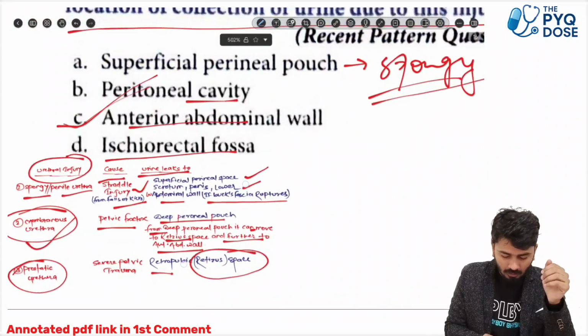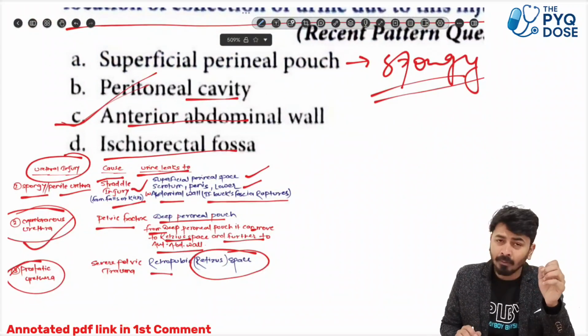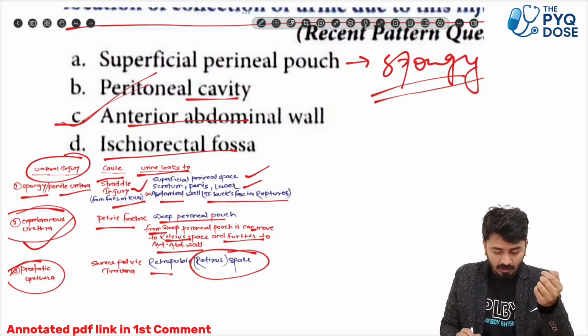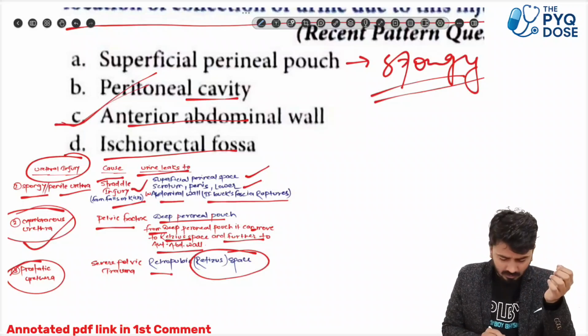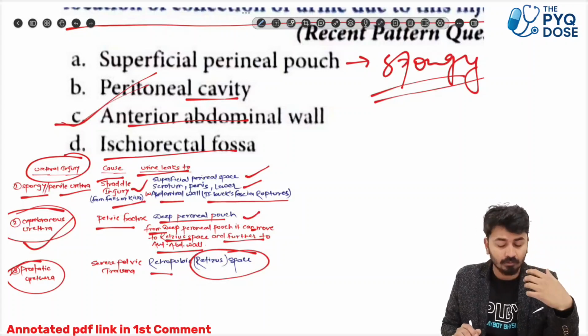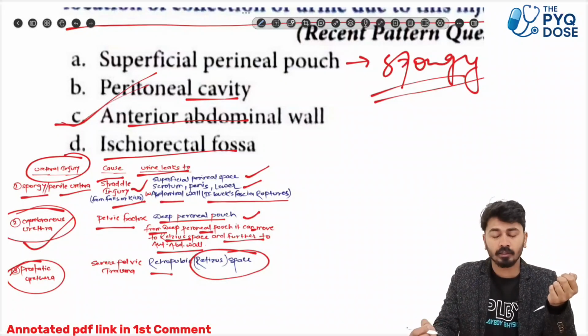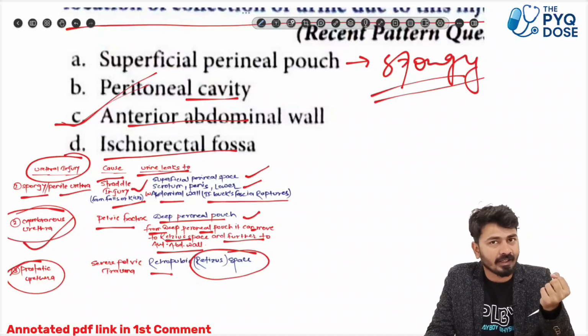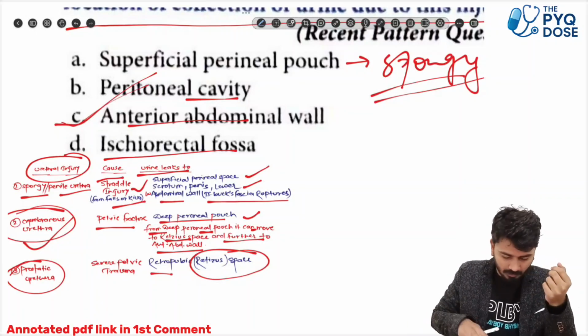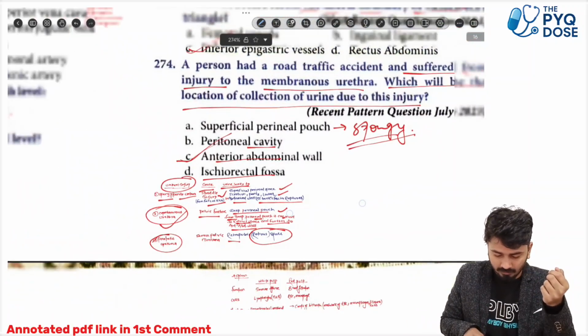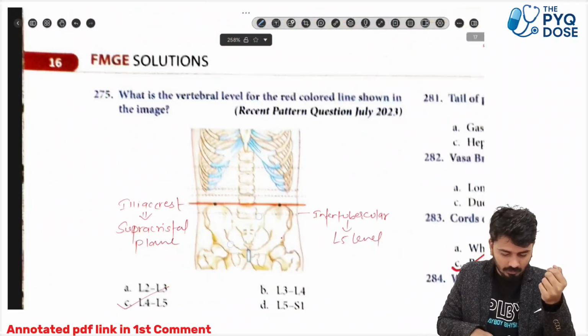I already told you, if there is a membranous urethra injury due to pelvic fracture or any fracture, the urine will generally go to the deep perineal pouch, and from the deep perineal pouch it can move to the Retzius space and further to the anterior abdominal wall. So you should keep that in mind, and this is a very important slide for you. Okay, so let's see some other questions.